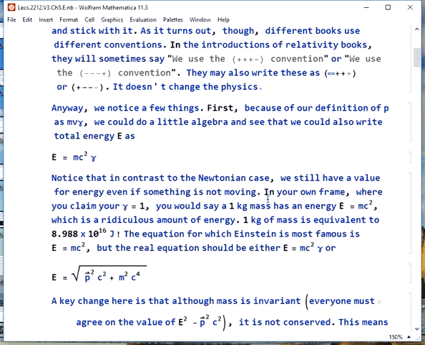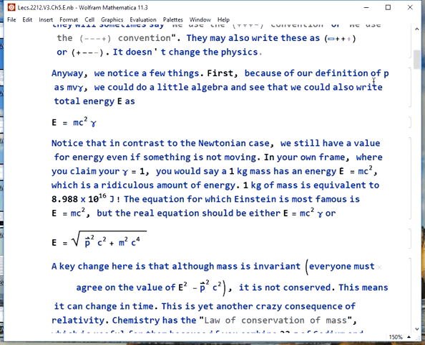So we notice a few things. First of all, if our definition of p is m v gamma, we could do a little bit of algebra and see that we can also write the total energy as mc squared gamma. Now, compared to the Newtonian case, we still have a value for energy even if something is not moving. For example, your own mass in your own frame, you would say gamma equals 1, but you would still have an energy equal to mc squared.